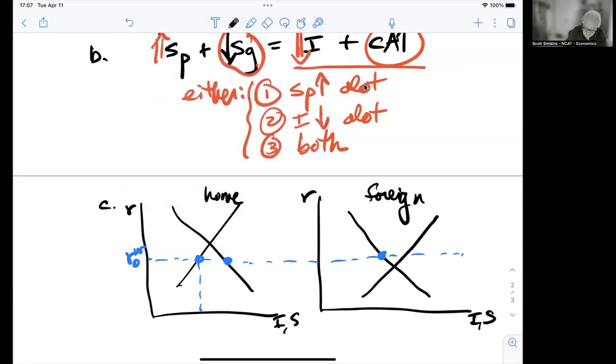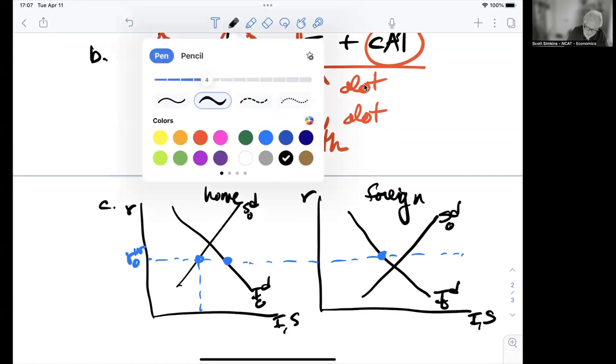All right. Higher real interest rate is going to lead to higher saving. That's desired saving. Lower real interest rate is going to lead to more desired investment. All right, so there we go. Let's call those the original ones. Okay. Now let's come back here.